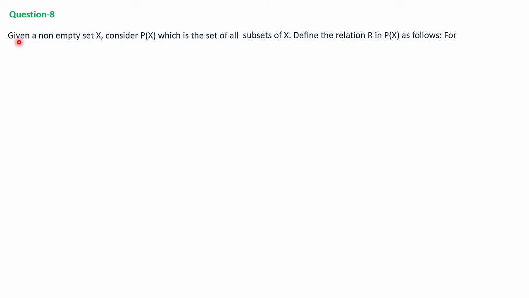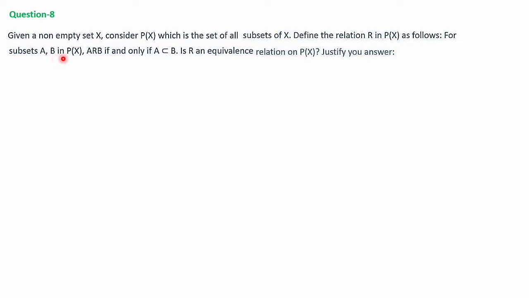Next, we shall discuss question number 8. The question is, given a non-empty set X, consider P of X, which is the set of all subsets of X. Define the relation R in P of X as follows. For subsets A, B in P of X, A R B means A is related to B if and only if A is a subset of B. Is R an equivalence relation on P of X? Justify your answer.